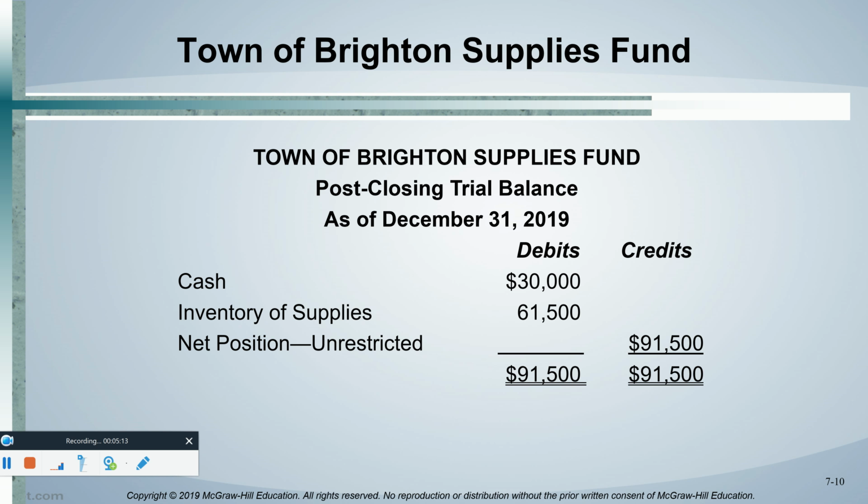You are probably familiar with the governmental fund categories that we just finished studying, where we called equity fund balance. And if you recall, we had 5 categories of fund balance. But here in the proprietary funds, equity is called net position. And I'll get more into net position a little bit later on in the different categories. So this is our beginning trial balance.